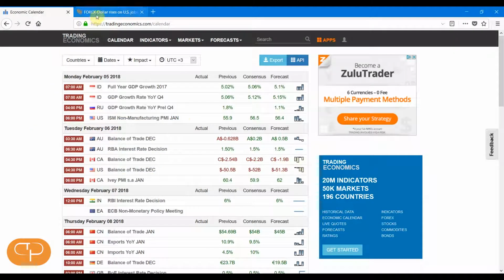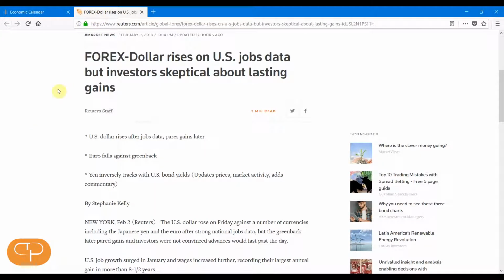Now let's check an article, mainly this, which talks about the fact that even though the dollar appreciated, the investors are kind of skeptical about the gains of the dollar. However, on the Australian dollar side, we also have an issue in the sense that the Australian dollar also had a chance to appreciate and kind of neglected that opportunity. So it remains to be seen.